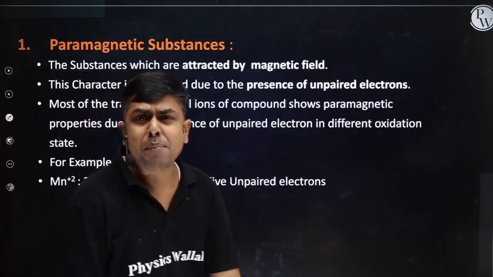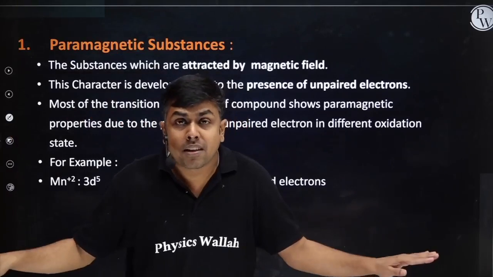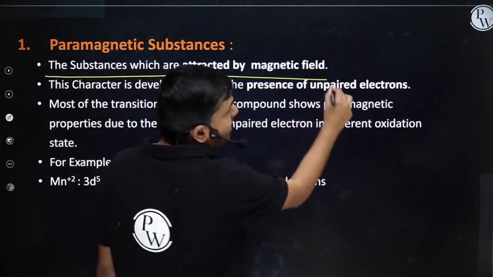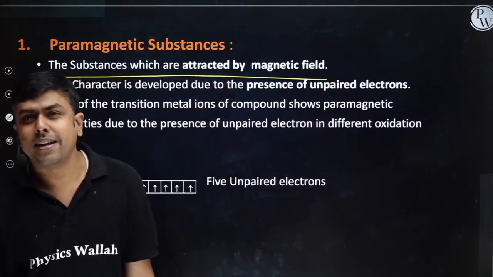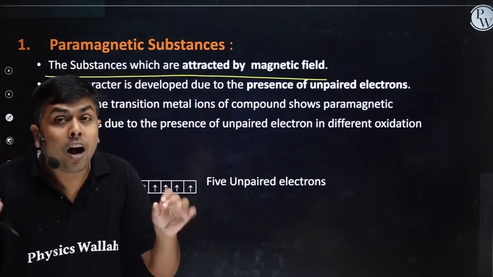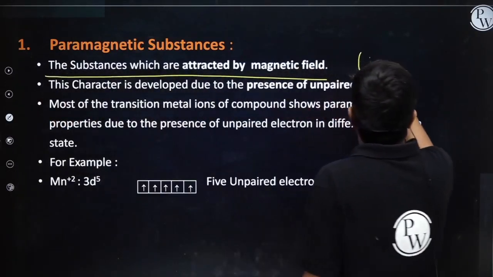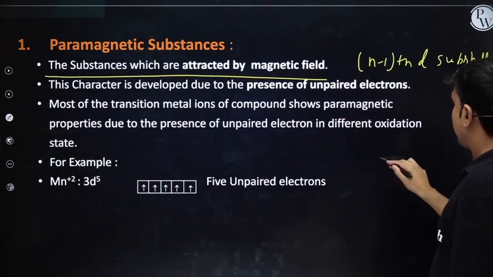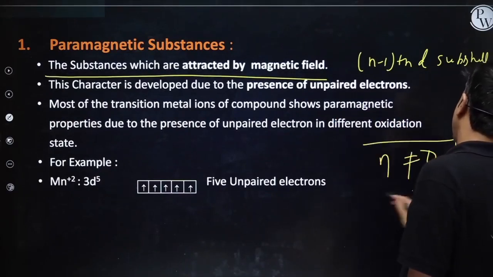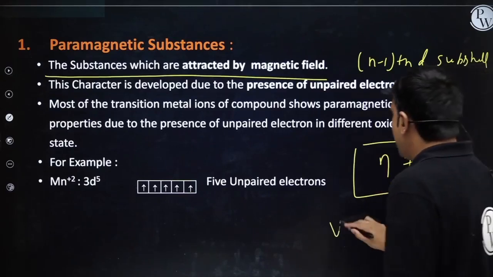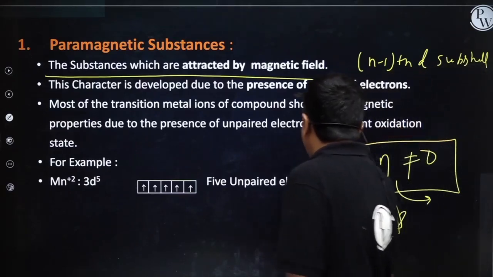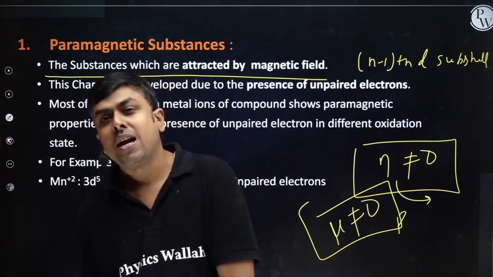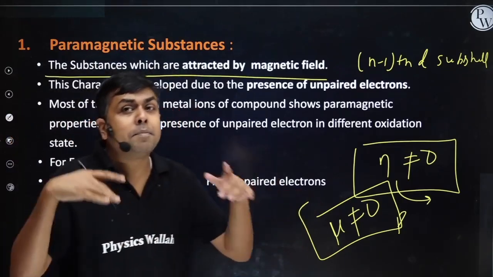The first one, paramagnetic species. All the species which get attracted in a magnetic field are referred to as paramagnetic species. Basically, they contain unpaired electrons in their (n-1)th d subshell. If the number of unpaired electrons is non-zero, the substance is paramagnetic, meaning mu should not be equal to zero. If the magnetic moment of the substance is non-zero, it is referred to as paramagnetic and it will get attracted in the magnetic field.